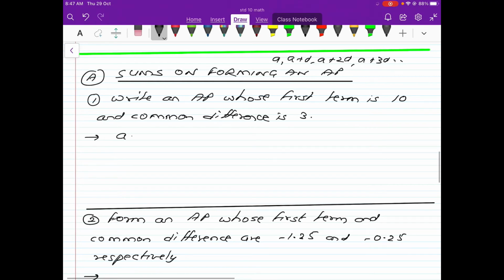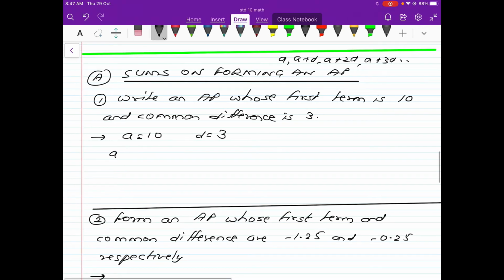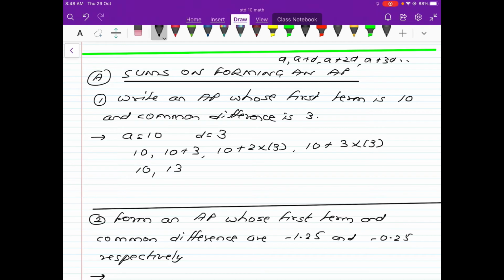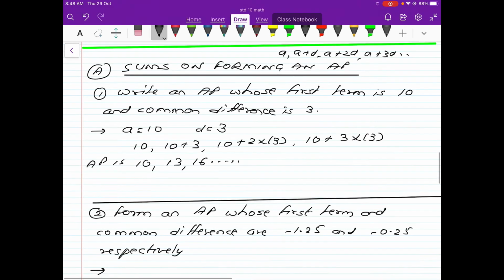So first we will write the data: A is equal to 10 and D is equal to 3. So according to the formula, the first term is A, which is 10. The next will be 10 plus 3, A plus D. Next will be 10 plus 2D, 2 into 3. The next is 10 plus 3 into 3. So we can say this is the first term, this is the second term, this is the third term, and so on. So we will say the AP is 10, 13, 16, and so on. So this is how we do the first sum.